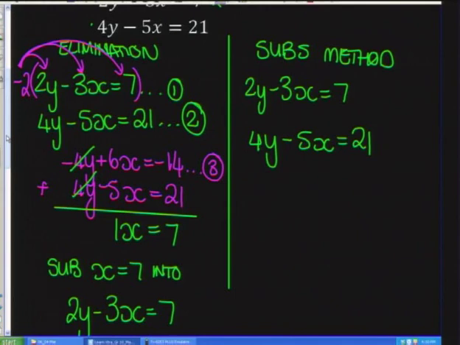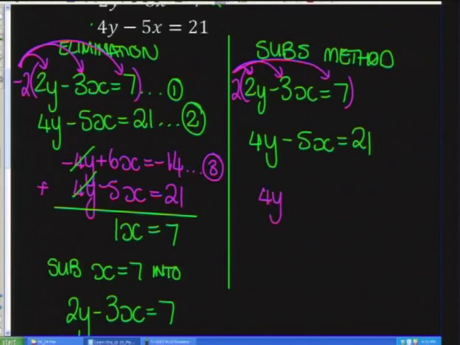Let's do the similar thing to what we did earlier. I'm going to actually multiply this through by 2 again, okay? And the reason I'm doing that is because I'm going to land up having a 4y in both of my equations.